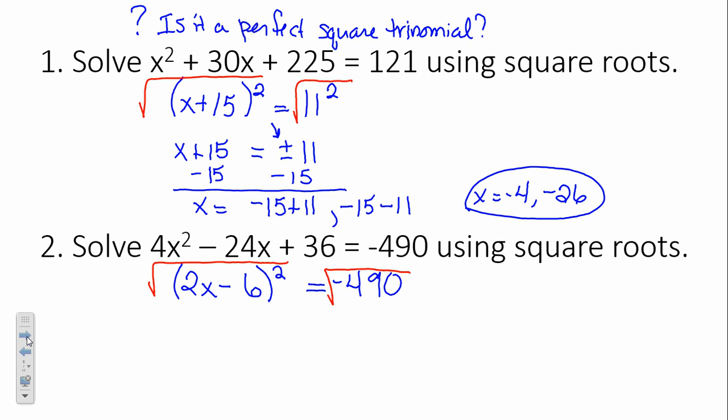Left side's easy, right? The quantity 2x minus 6 squared under the square root becomes 2x minus 6. Okay. The right side looks a little scary. I see a negative, and I see a perfect square in there. What's the perfect square in there? 7 times 7 gets us 49, right? So this is 49 times 10.